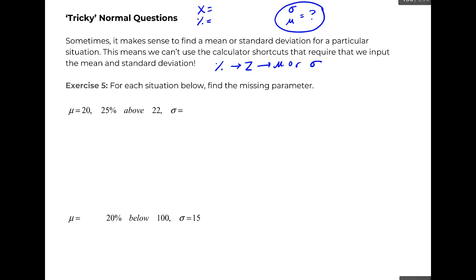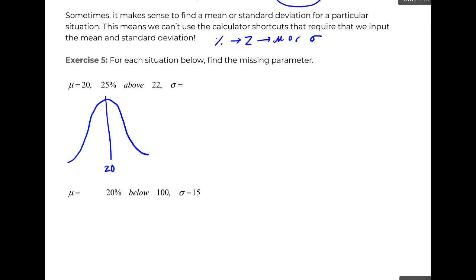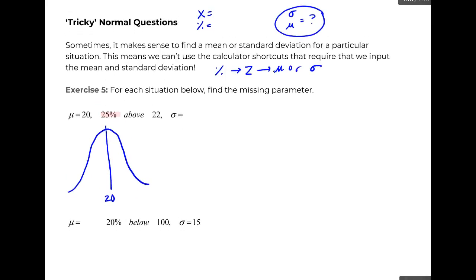So if we knew we were dealing with a normal question, they gave us a mean of 20. They gave us a percent, and then what this was above. So 25% is above, so we know we're doing it with the right side, and 22. So 22 is above 20, and we want above, and we know that this is 25%. This question, we want to know what the bunny hops were to get to 22. Okay, so first step is going to be to take that percent and turn it into a z-score.